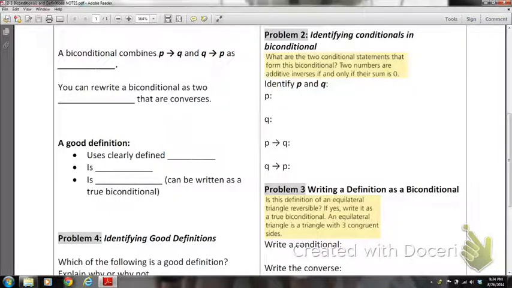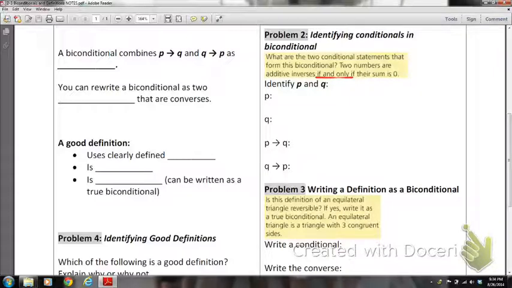In problem 2, we're going to identify conditionals in biconditionals. So we're going to start with a biconditional this time and then identify the conditional and its converse that it came from. So what are the two conditional statements that form this biconditional? The biconditional states that two numbers are additive inverses if and only if their sum is 0. You know it's a biconditional because it contains the words "if and only if."